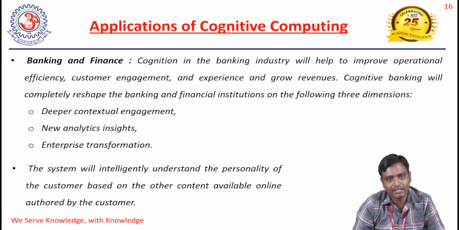The system will intelligently understand the personality of the customer based on the content available online authored by the customer. For example, the system will understand how the customer is using the bank's e-banking site or mobile application. So based on the interaction or based on the usage, the cognitive system will suggest personalized ad experiences or personalized product experiences. So it will be supporting the customer to select the correct product based on his or her own choice. Based on the interaction, the system will suggest or support the customer.